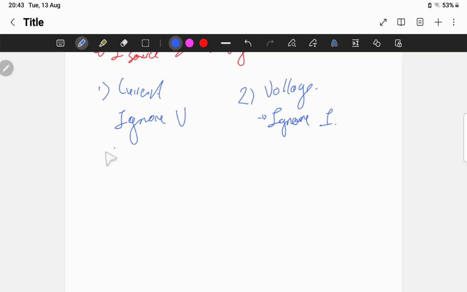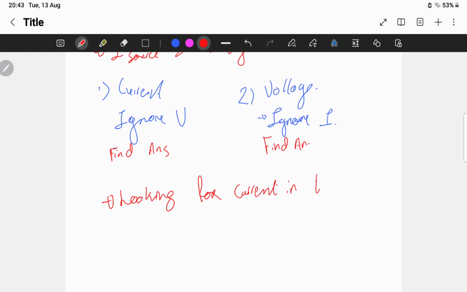So the next step would be to find the answer, and then find the answer again, right? And what you want to do then, basically like Kirchhoff, you are looking for the current in the branches, right?